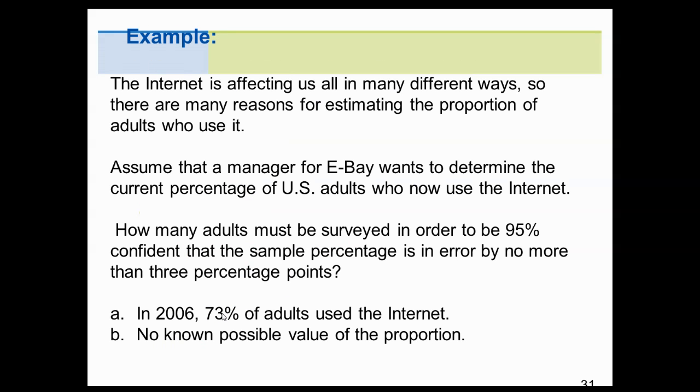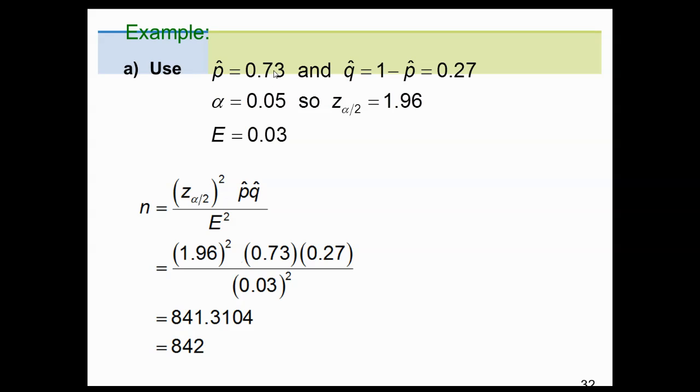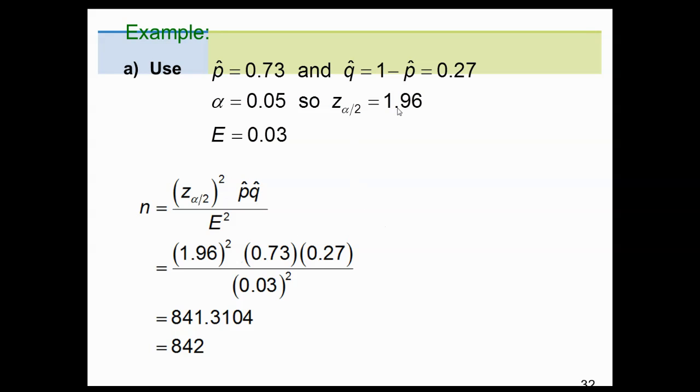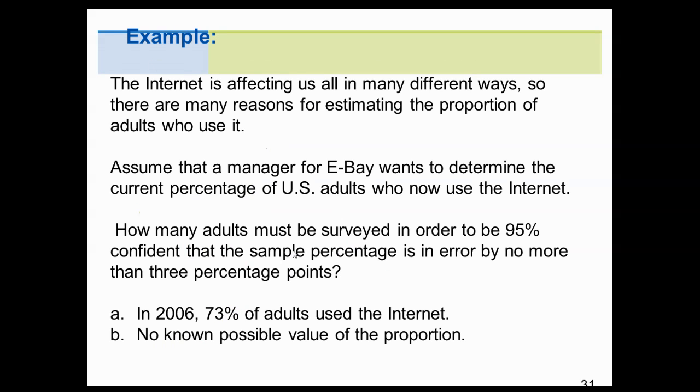All right, 73%, 0.73. Well, therefore, q hat is 1 minus that, 0.27. We're looking for a 95% confidence. We want to be 95% confident, so my z-score associated with 95% is 1.96. We want to be within 3 percentage points. There's the error. He says it right here. The sample percentage is no more than 3 percentage points.